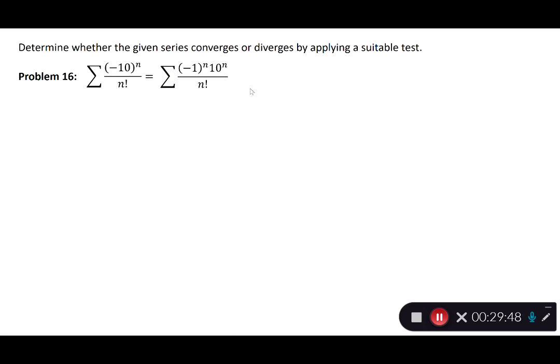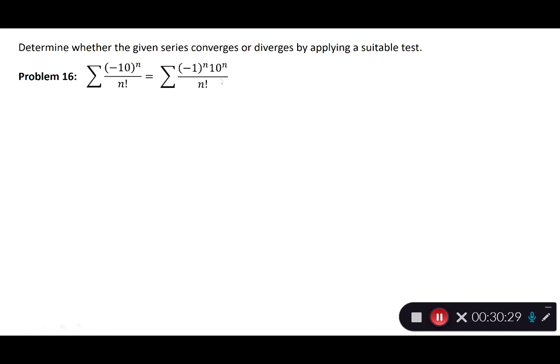A couple things. Would you agree that I can do this? Negative 10 to the n is negative 1 to the n times 10 to the n? Of course, because negative 10 can be written as negative 1 times 10, and the whole quantity is being raised to n, which is what makes it (-1)^n times 10^n. (ab)^m is a^m times b^m. That's the concept I used here.